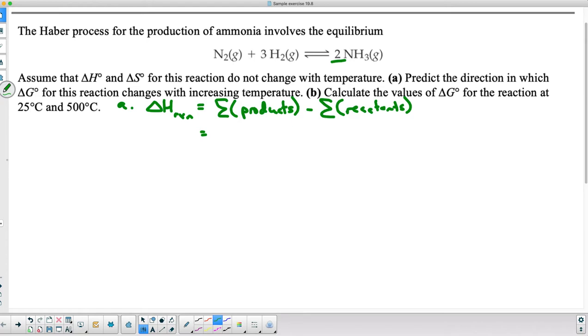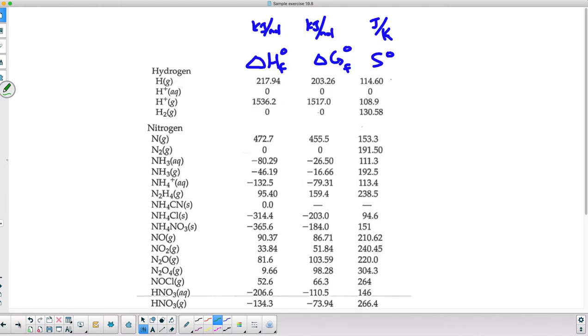I notice that when I'm talking about delta H of formation, I have a 0 for this, a 0 for this. If you look at it, I'll go to it quickly so we can put them all up here. Hydrogen right here, this is the delta H. There's my 0. Nitrogen, the delta H is 0. And only when we get to NH3 gas do we see that we actually have a number that's not 0. So that makes this a whole lot easier, and that's negative 46.19.